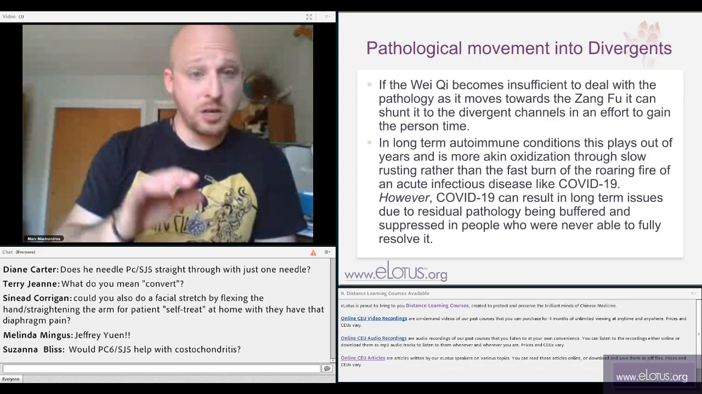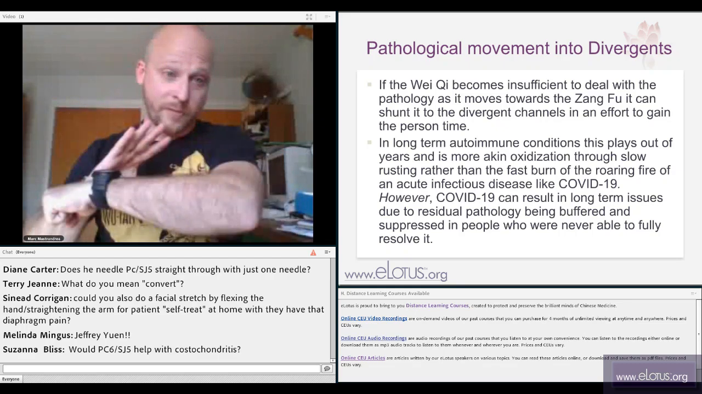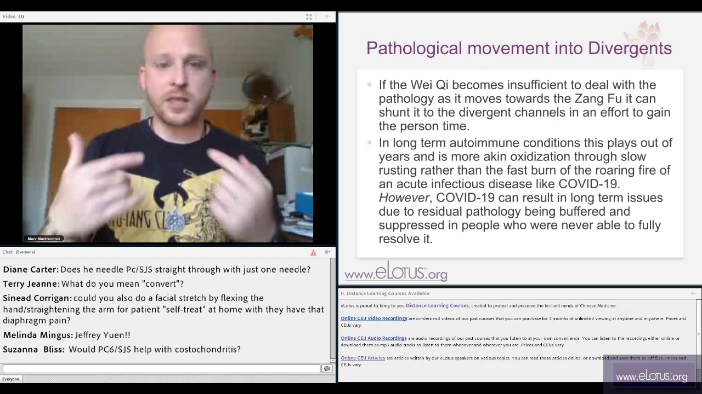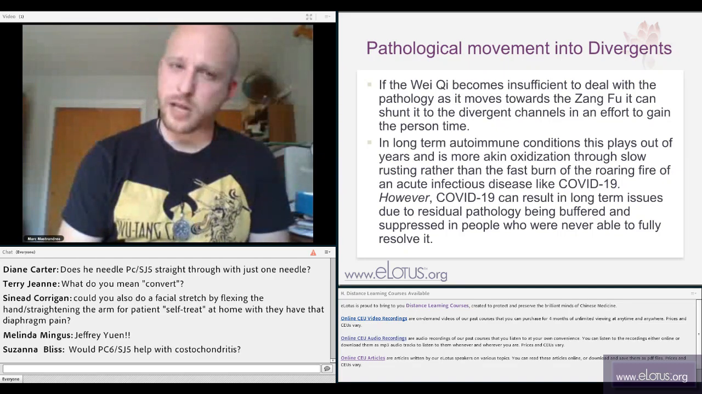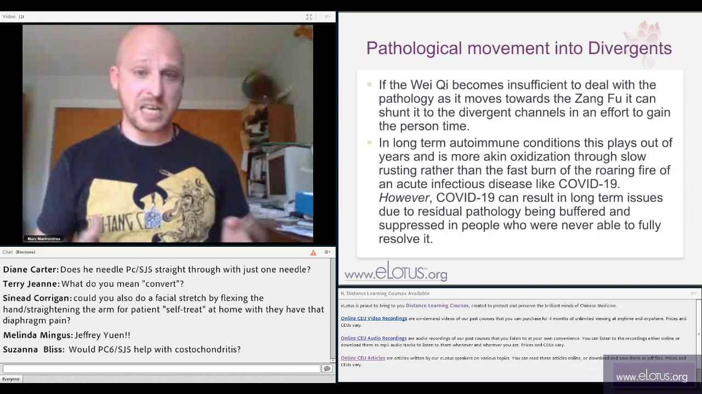So they will make an effort to shunt this pathogen. The Wei Qi will make an effort to shunt this pathogen away from the Zangfu into the divergence in an effort to gain the person time. In long-term autoimmune conditions, which divergences are commonly used for, this plays out in months and years.